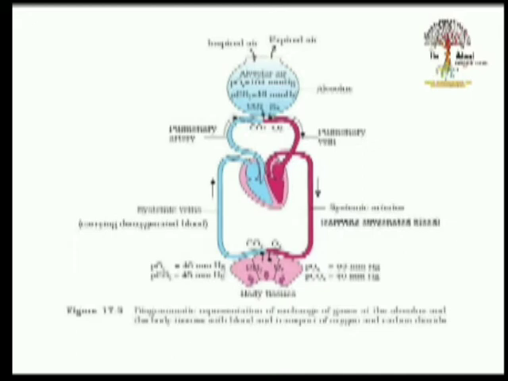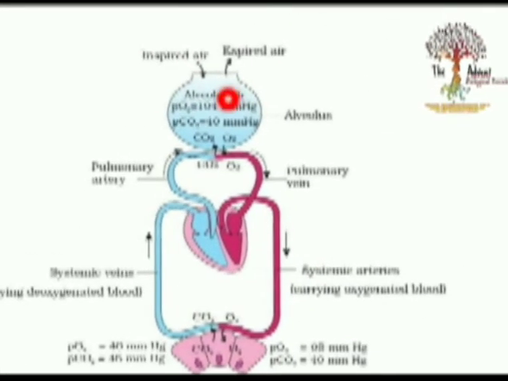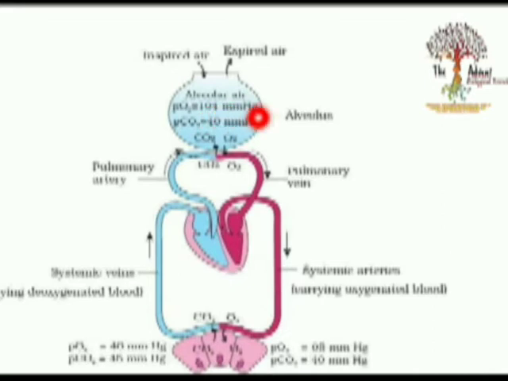The partial pressure of oxygen in the alveolar cell is 104 millimeter Hg, and in the capillaries the partial pressure of oxygen is 40 millimeter of Hg. So according to the law of diffusion, this oxygen diffuses into the capillary blood, and then it passes through the pulmonary vein into the left atrium, and now the partial pressure of oxygen in the blood is 104.